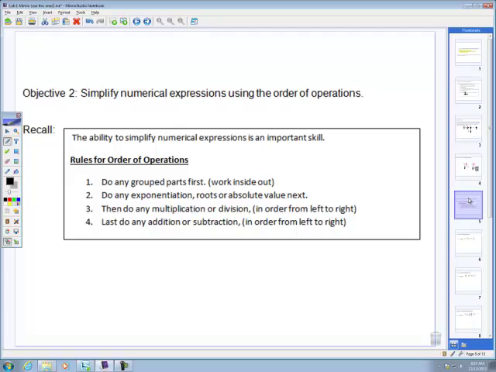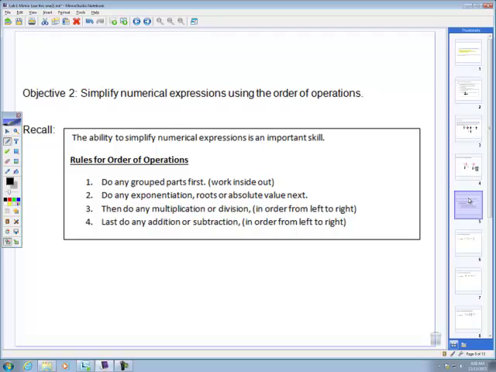Okay, let's move on to the next objective. Our next objective is to simplify numerical expressions using the order of operations. Let's review a few concepts before we begin. Remember, the ability to simplify numerical expressions is a very important skill, which you'll use throughout the remainder of this course. The rules for the order of operations are these.